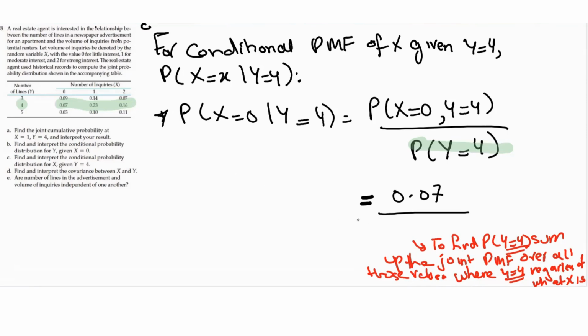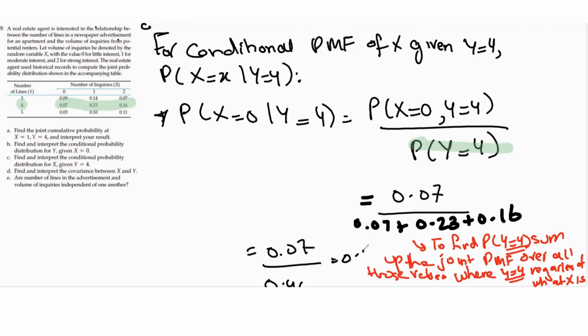So then this would just be 0.07 plus 0.23 plus 0.16, sorry, my bad. And this would just turn out to be 0.07 divided by 0.46, which would turn out to be 0.15. So we've done it for probability x is 0 given y, so now we need to do it for probability x is equal to 1 and x is equal to 2.